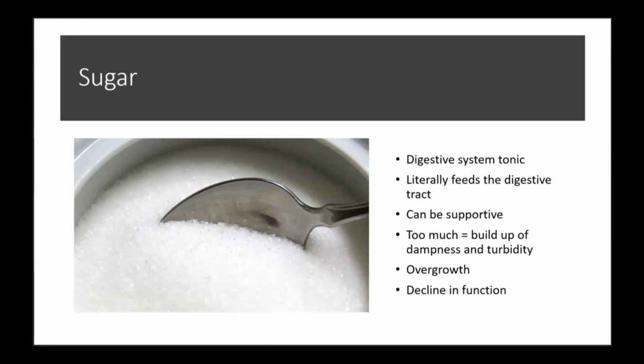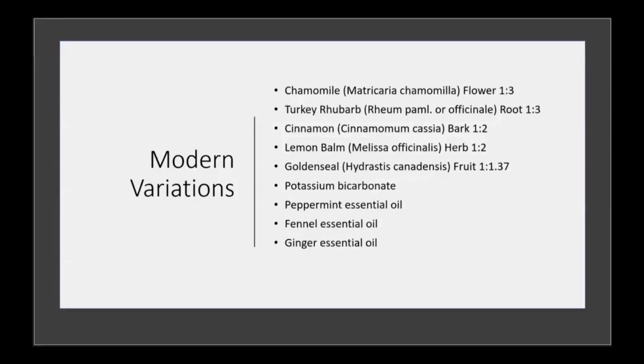Too much is a buildup of dampness, right? And overgrowth can happen. So if you have SIBO, if you have a lot of overgrowth and you give sugar, it'll just make everything grow, and it's the wrong thing to do. So, a modern variation: you can put things like chamomile in there, which works with the mind and the digestion. Lemon balm. You've got essential oils of fennel, ginger, peppermint. Here's a modern variation on that formula.